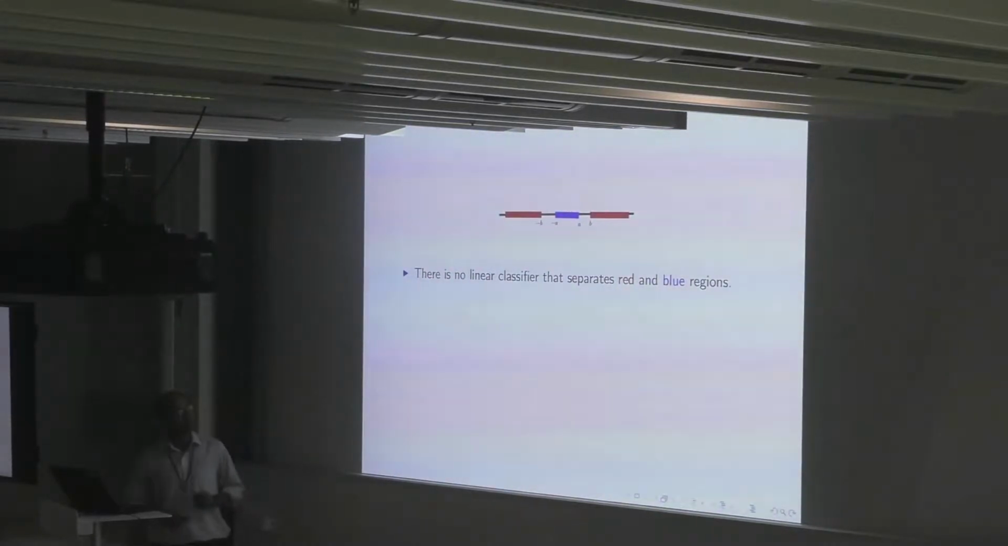But let us consider this problem, which is a totally toy example. Here I have a real line. My blue points are in the interval between minus a and a, and the red points are beyond b and less than minus b. Clearly, I cannot use any linear classifier to separate these two.